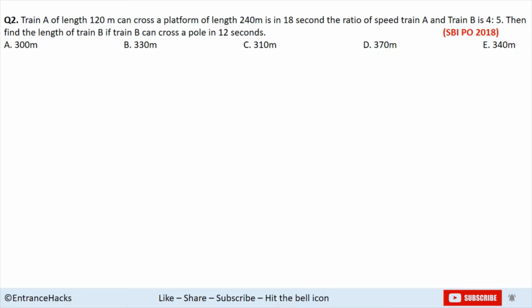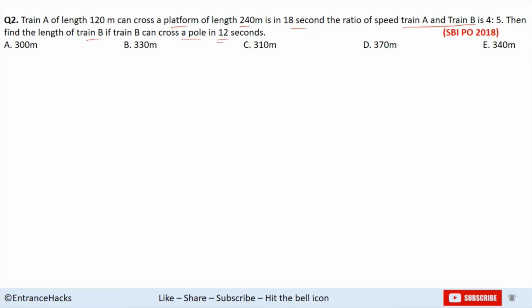The second question, which appeared in SBI PO 2018, covers the problem of platform crossing and also crossing of an object. Here train A is of length 120 meter and it can cross a platform of length 240 meter in 18 seconds. The ratio of speed of train A and train B is given. The length of train B is required to be found if it crosses a pole in 12 seconds. Taking the first part of the question, train A is of length 120 meter and crosses a platform of length 240 meter in 18 seconds.